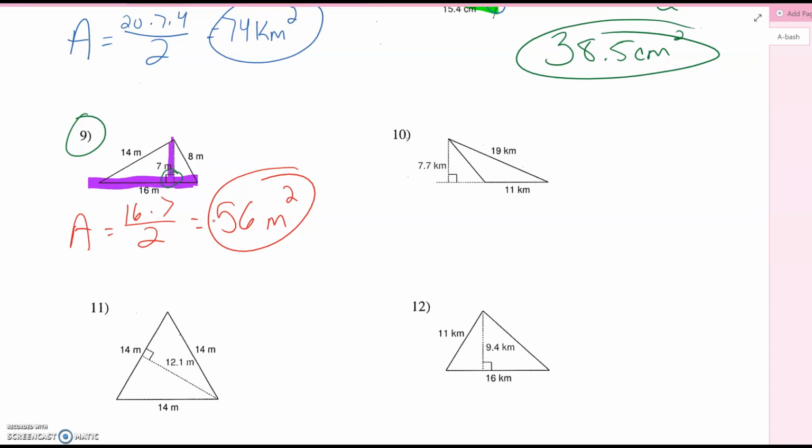And go ahead and do number 10. Area equals, so connected. They could be twisted and turned, but I'm going to locate that 90. This is going to be 11 and 7.7. Area equals 11 times 7.7 divided by 2, which should give me 42.35 kilometers.